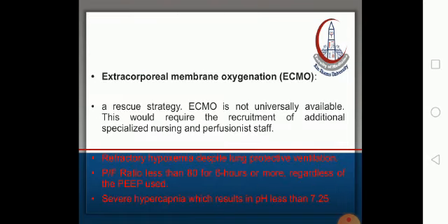Extracorporeal membrane oxygenation is a rescue strategy. It is not universally available, and it requires the recruitment of additional specialized nursing and perfusionist staff. It is needed when there is refractory hypoxemia despite lung protective ventilation, or when the PaO2/FiO2 ratio is less than 80 for 6 hours or more regardless of the PEEP used, or when there is severe hypercapnia resulting in pH less than 7.25.